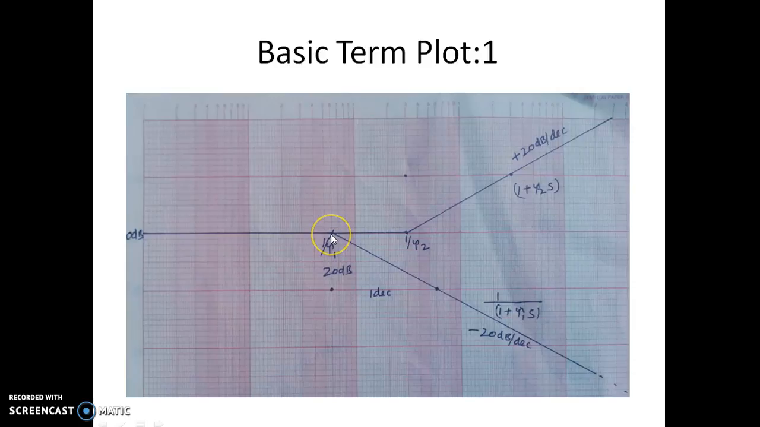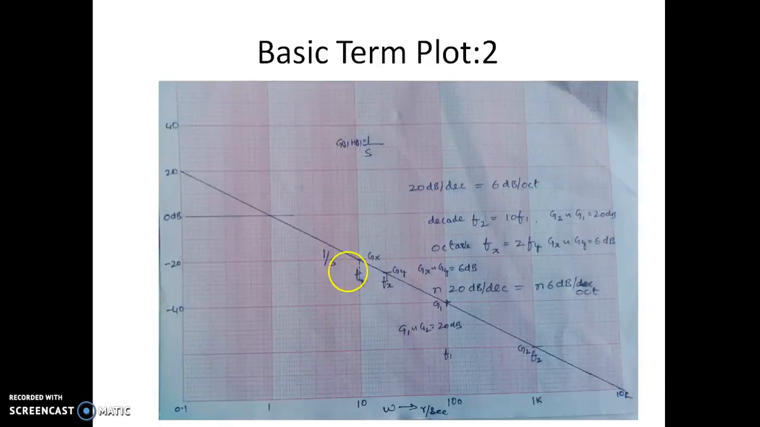Here also we can see this in 1 over tau1, so this corresponds to 6 here. So this corresponds to 6, this is 6, then one more 6 is there, so this is another 6. Make sure that you are coming down by 20 dB going by one decade, so that you are able to write the 20 dB per decade line, which is now a negative slope because you are coming down from this point.